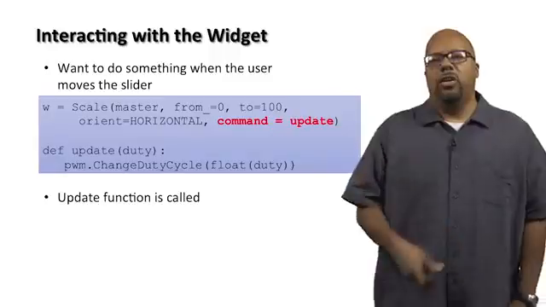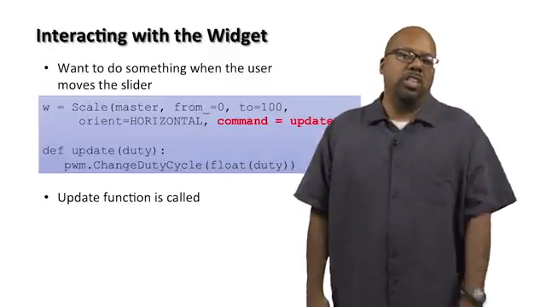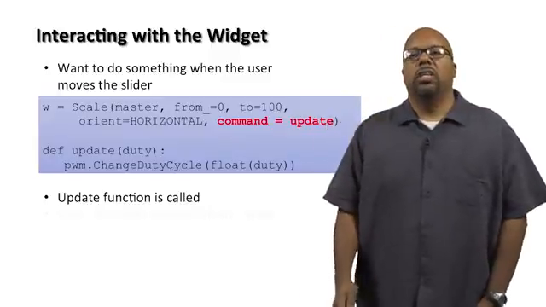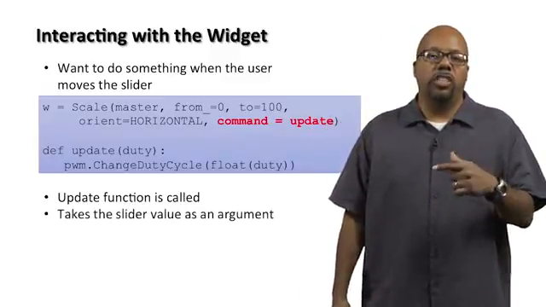And we can define that update function and do whatever we want. In this case, it's changing pulse width modulation, but you could be changing, I don't know, whatever you want. So the function takes the slider value as an argument, and that's a way you can get interaction to work. Thank you.